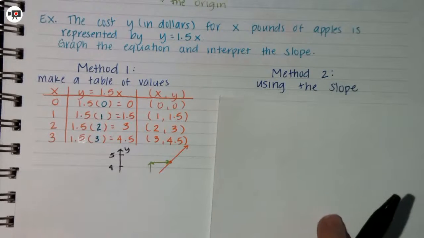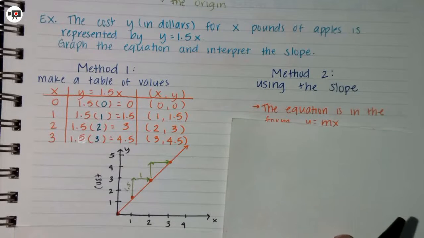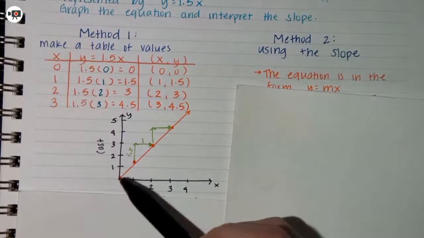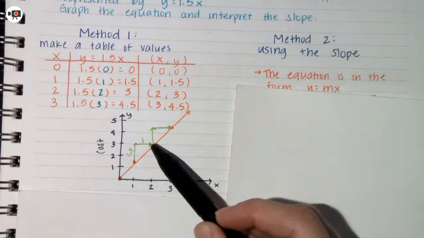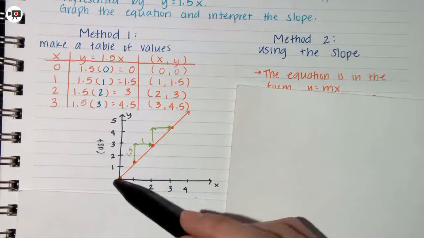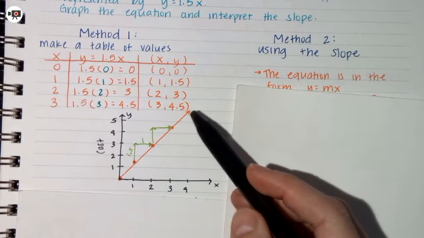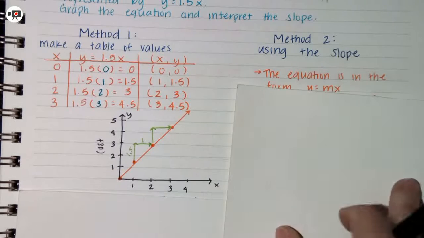So if I make my graph, I am going to plot my points (0, 0), (1, 1.5), (2, 3), and (3, 4.5). Connect them together with a line, and I have my graph here.